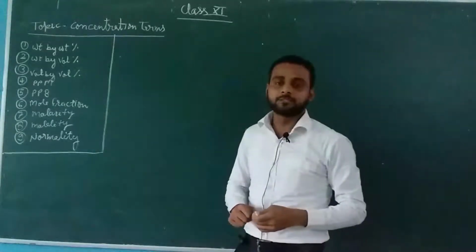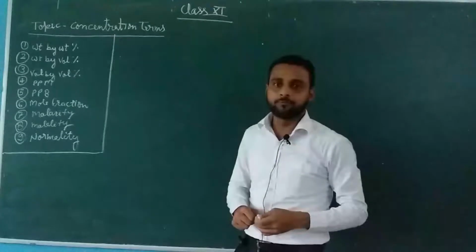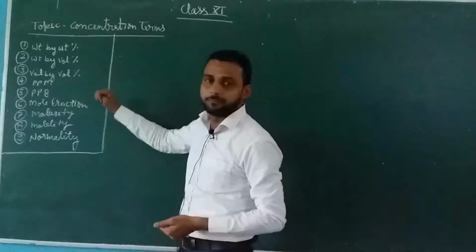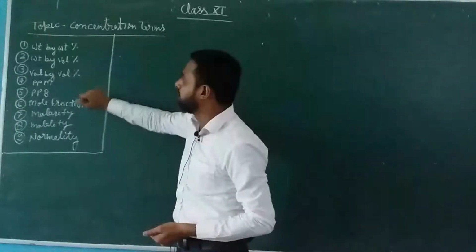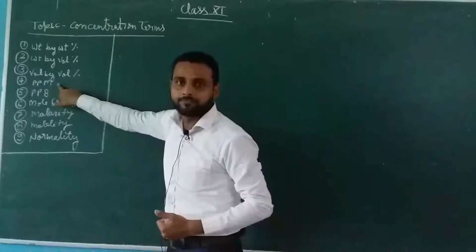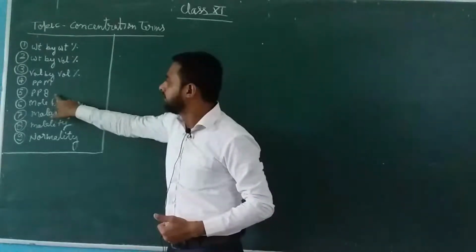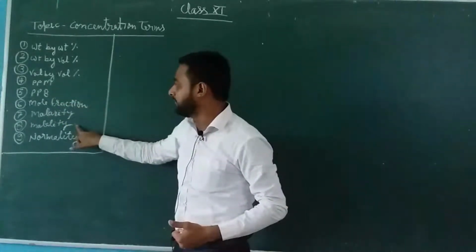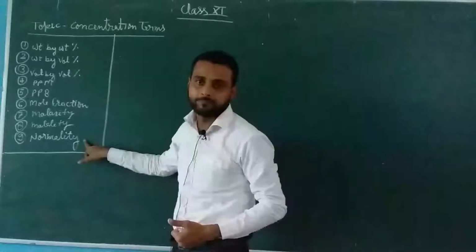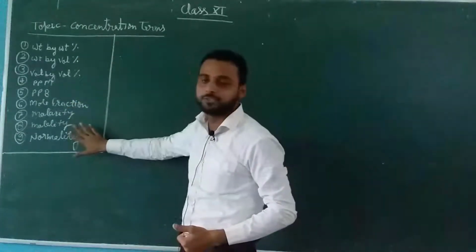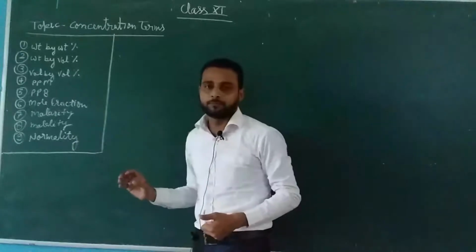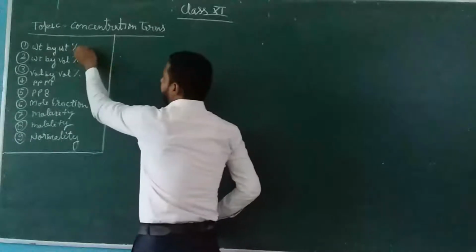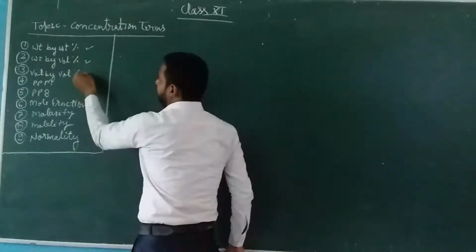Concentration terms are the terms to express the concentration of a solution, and there are many types, such as weight by weight percent, weight by volume percent, volume by volume percent, parts per million, that is called ppm, parts per billion, that is called ppb, mole fraction, molality and normality. These are the concentration terms by which we can express the concentration of any solution. In this video we will study weight by weight percent, weight by volume percent and volume by volume percent.